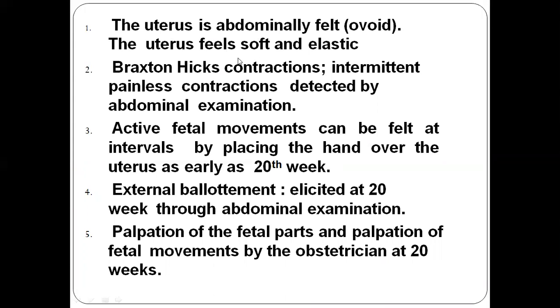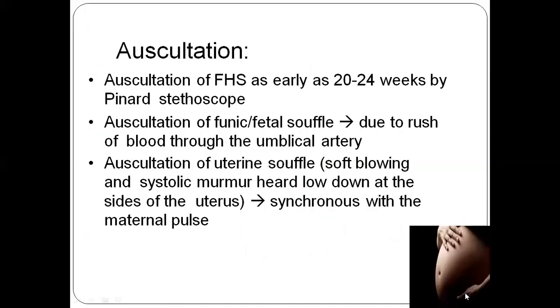The uterus will be soft and elastic because the uterus has not started its contraction. So, soft and elastic. Braxton Hicks contractions, that is painless contractions, will be detected by abdominal examination, and the mother will feel fetal movements at intervals by placing the hand over the uterus as early as the 20th week. External ballottement can be visible, and the palpation of fetal parts and fetal movements by the doctor, whoever the consultant, she can palpate the fetal parts at 28 weeks.